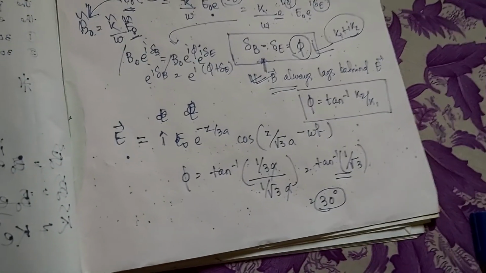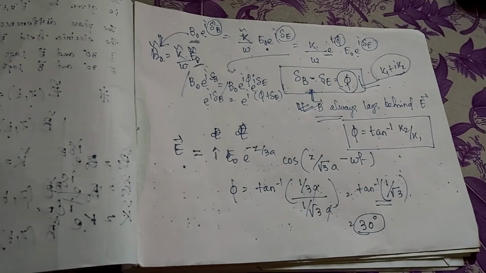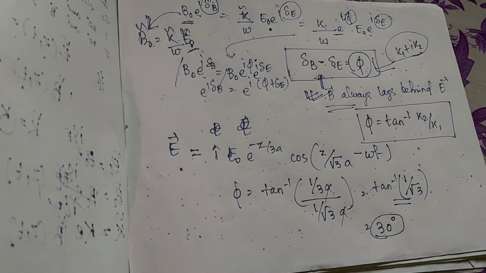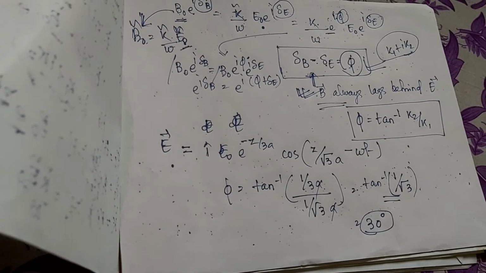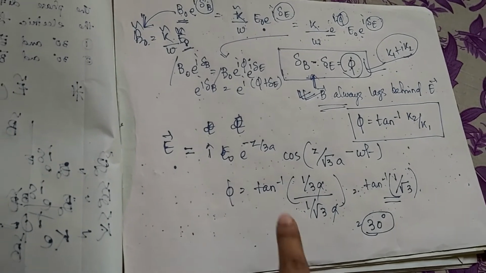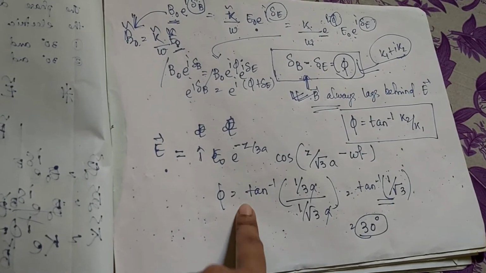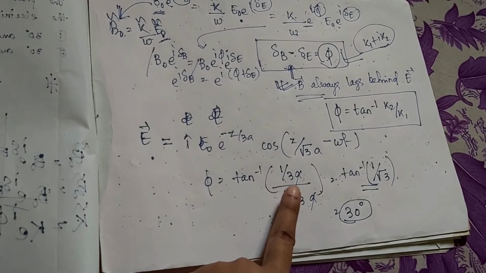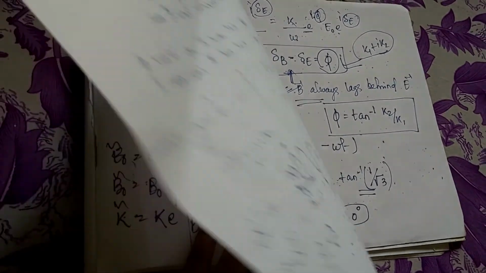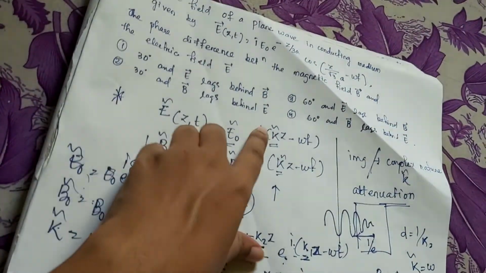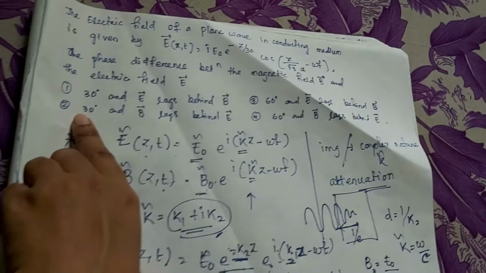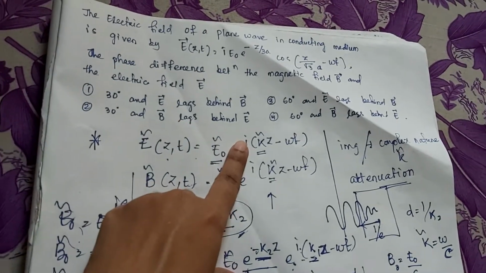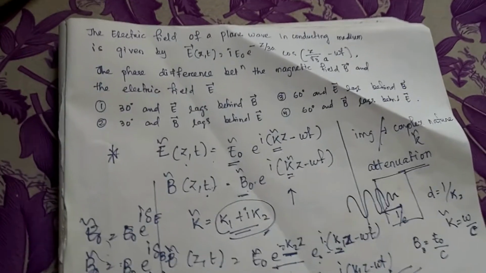So my answer is that B always lags behind. As we know, for a conducting medium, as we have discussed, B always lags behind E. So we found out the angle phi, which is the phase difference between the electric field and magnetic field, and this becomes 30 degrees from the formula tan inverse K2 by K1. So my answer will be this one: the phase difference between magnetic field and the electric field is 30 degrees, and B lags behind E, because as we know, always in a conducting medium B lags behind E.